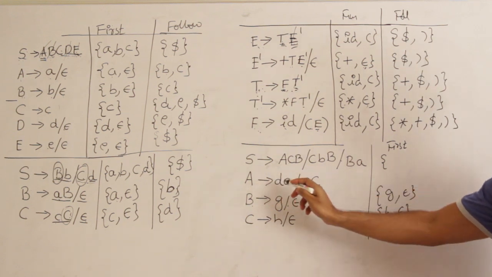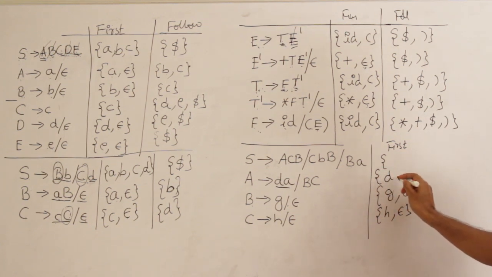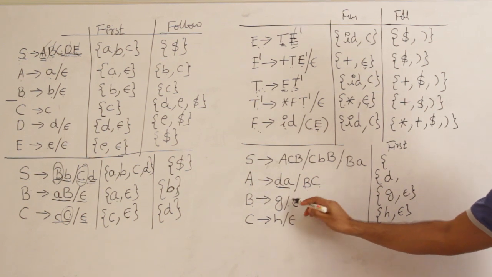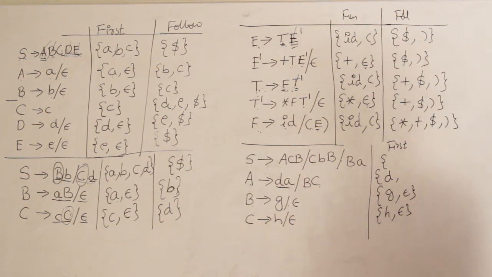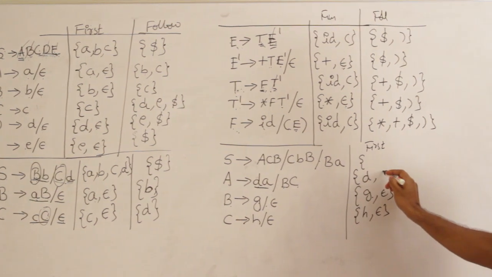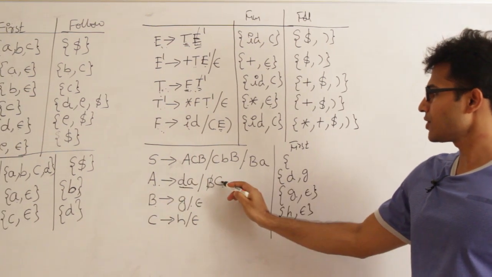What about first of A? First of A, because of this production, I get first of A to be D because of the first production, DA, and then first of A is first of BC, right? And what about first of BC? First of BC is first of B. First of B means G here, and write epsilon here, which means first of A is now first of C.